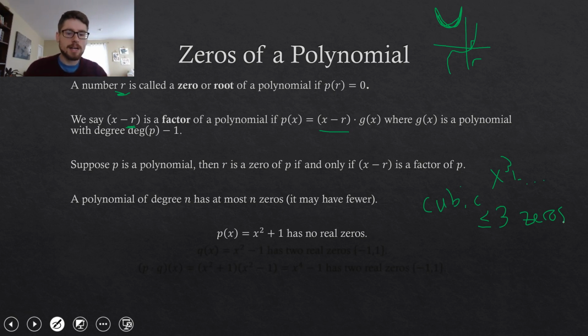X squared is always positive. It's never negative. It's always 0 or positive. When you add 1 to that, you're going to get something that's 1 or more, so that it's never going to be 0.